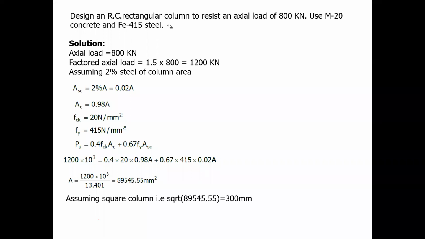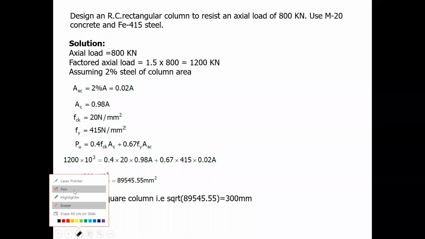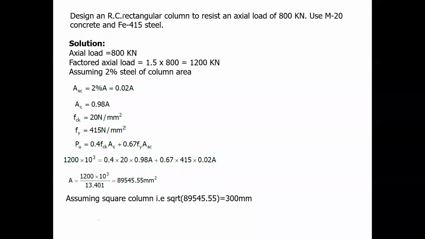Okay. Next, take down: assuming square column. And one more thing. In the question, this question is wrong here in the content. Design an RC square column. Okay, not rectangular column. It is a square column.